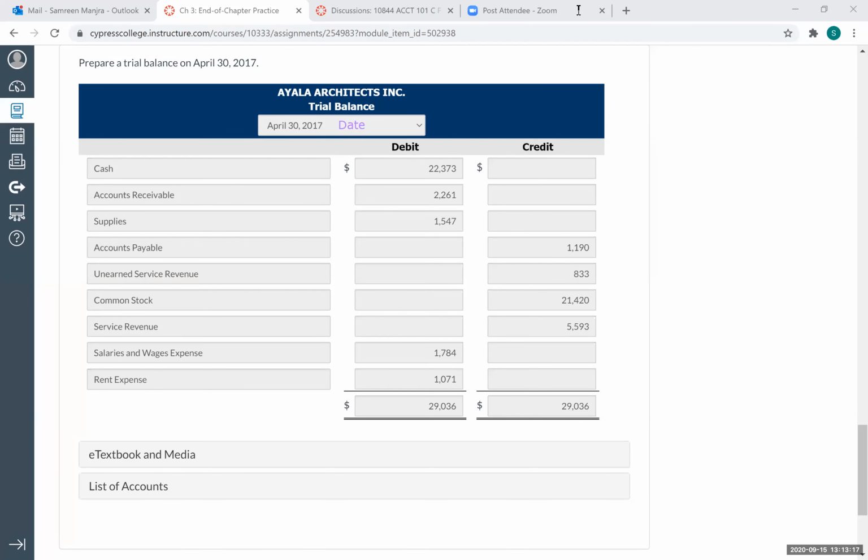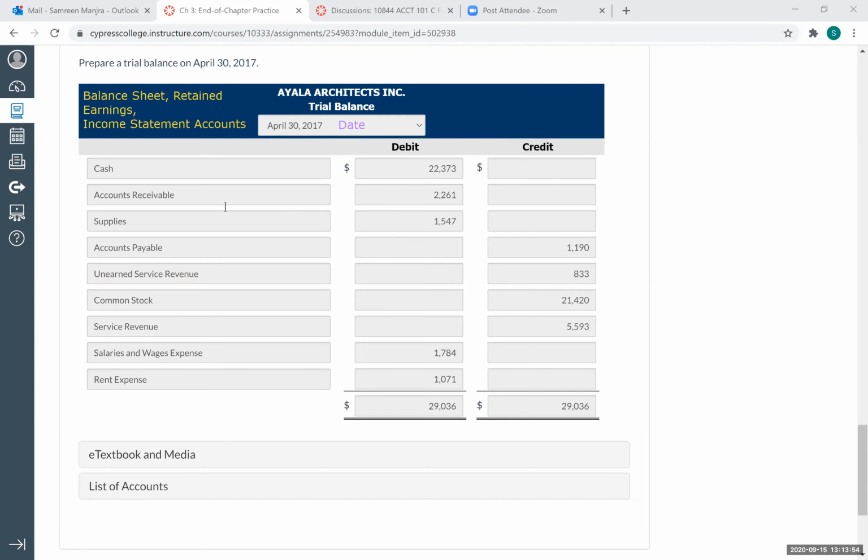And the order for the trial balance first starts off by having the balance sheet accounts in the order of the balance sheet. Then we have the retained earnings accounts, which is basically going to be your dividend account. And then we will have your income statement accounts. So that will be the order for the trial balance.